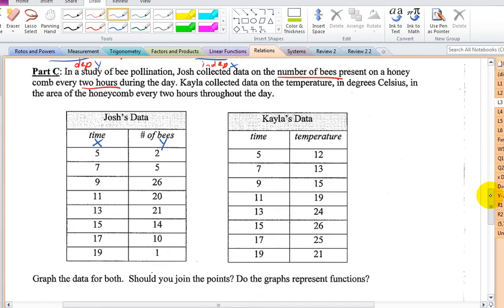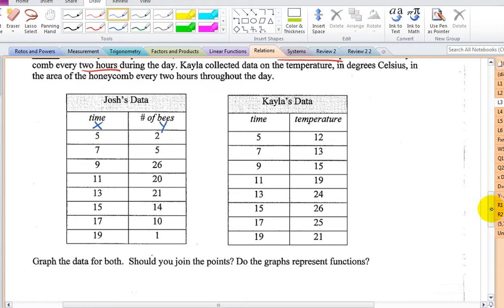Now, for this type of data, does it make sense to plot numbers in between 2 and 5? Does it make sense to have 3 bees? 4 bees? What about 2.5 bees? Do you think Josh would count 2.5 bees in the hive? No. Maybe on the windshield, but not in the hive. All right? So you're looking at whole numbers. This is called discrete data.